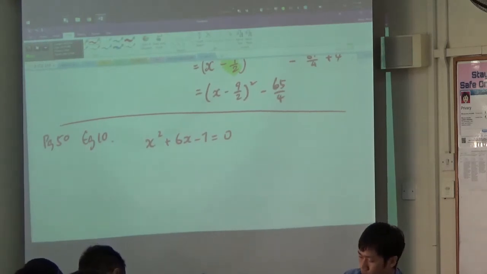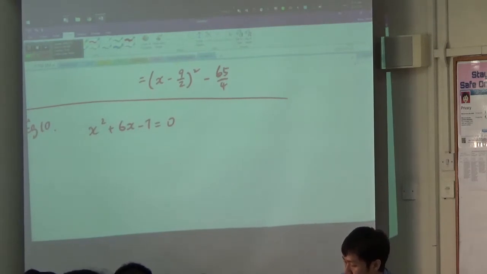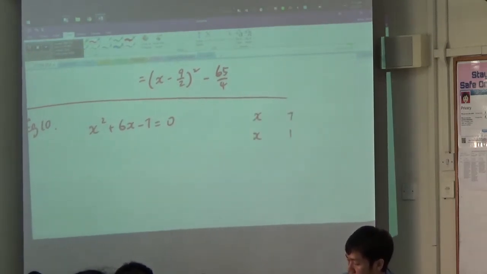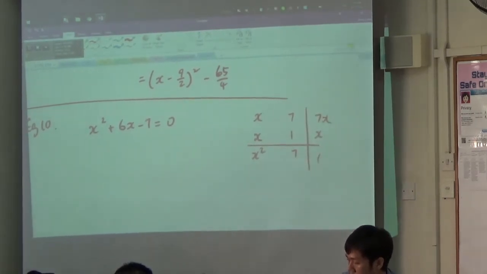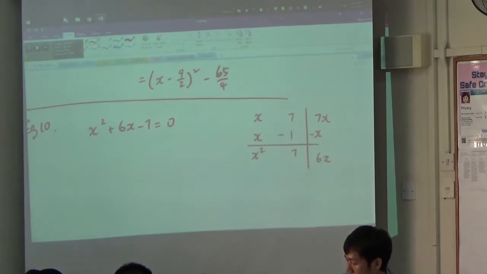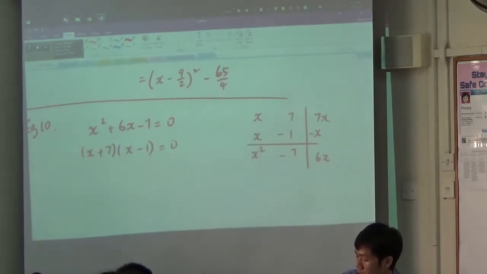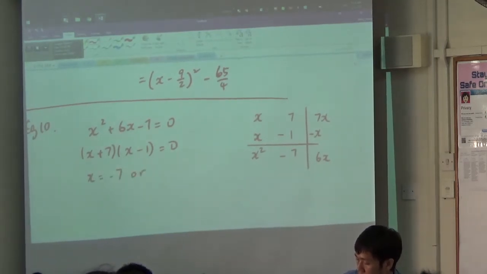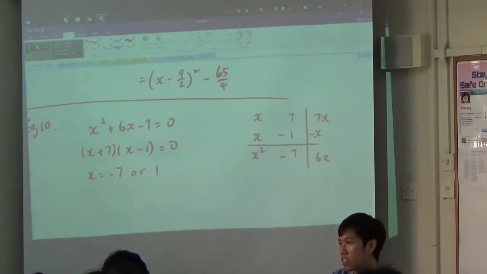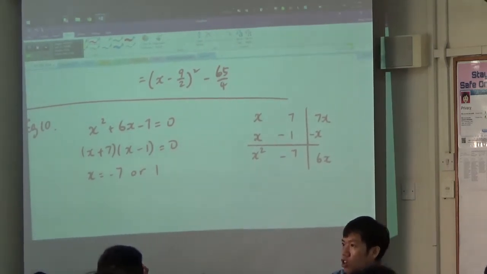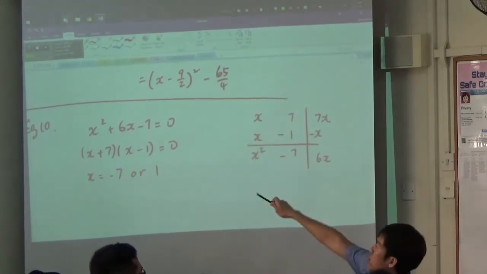Is there any other way to do it without completing the square? What if I choose to do this? Okay, what happens if I do this? Is the answer correct? Yes, it is correct. But did I follow the instructions? No, I didn't. What is this method called? This is called factorization.